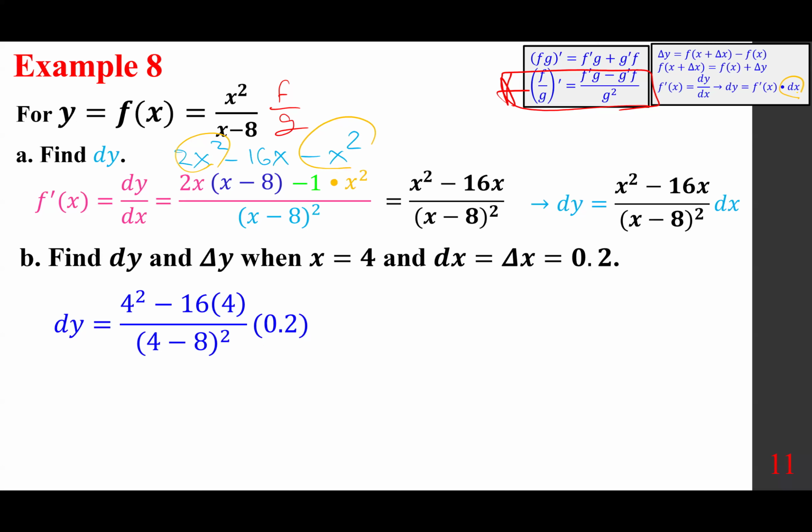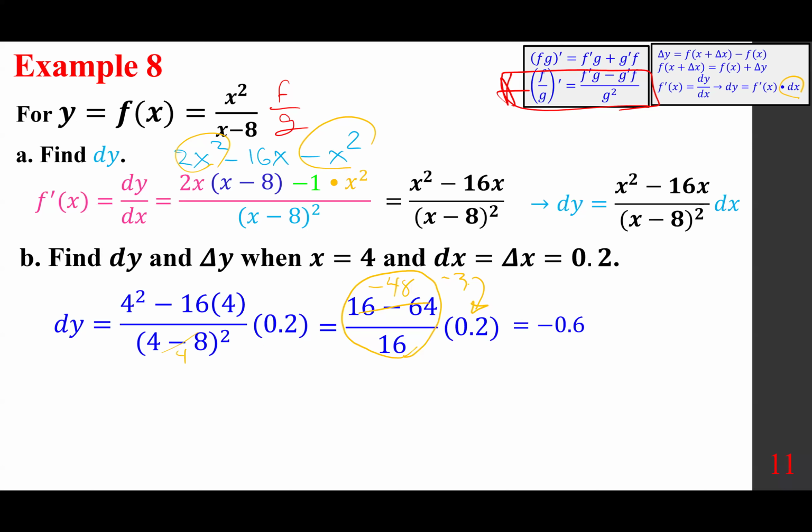4 squared is 16, minus 16 times 4 is 64. This is 4 squared, you get 16. We get minus 48. Divided by 16 is negative 3, times 0.2 is negative 0.6. And we're done with this part.